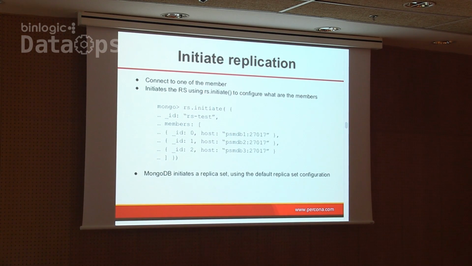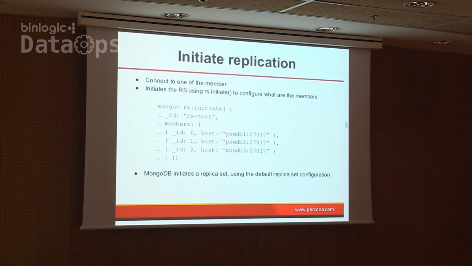What we need to do now is to initiate the replication. So we just connect to one of the nodes. We don't need to connect to a specific node. We just connect to one of the 3, and we issue this command, rs.initiate. This is a very simple JSON document, and we put the name of the replica set, the same as in the configuration files, and then we put the list of the nodes in this array.